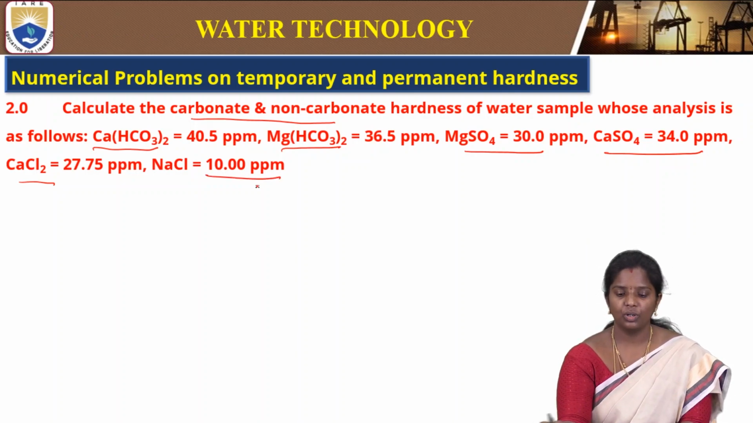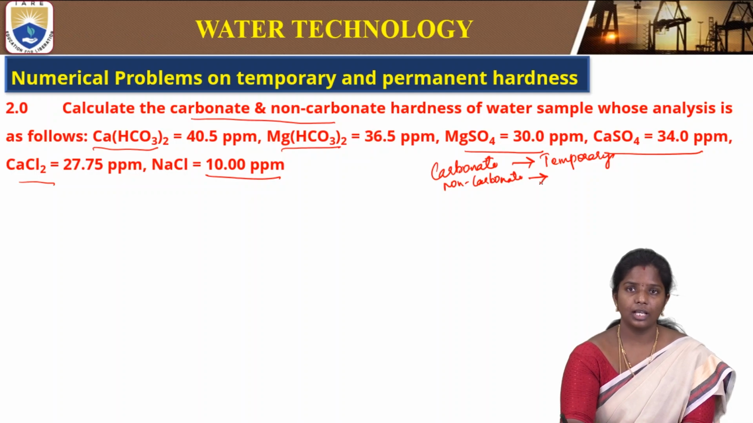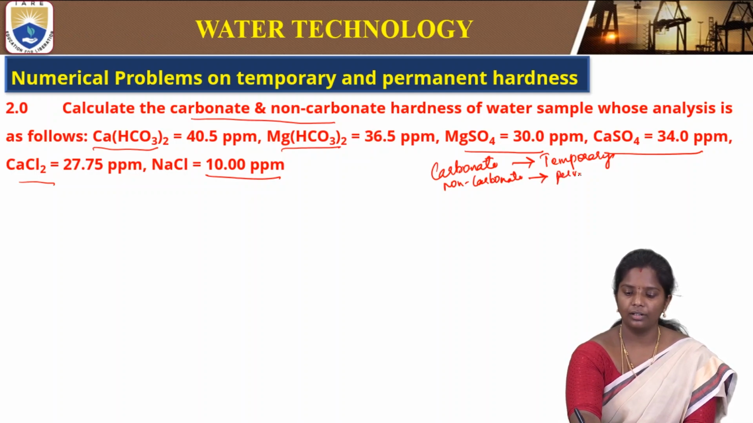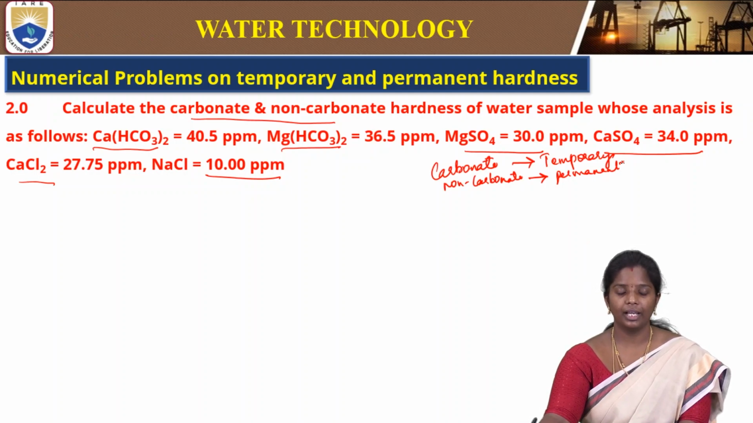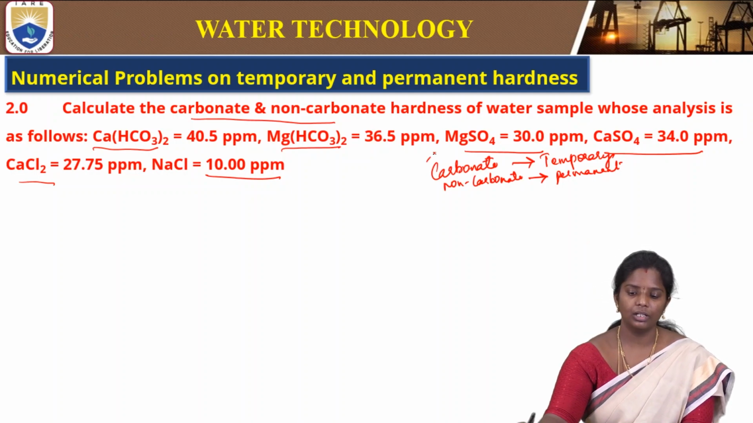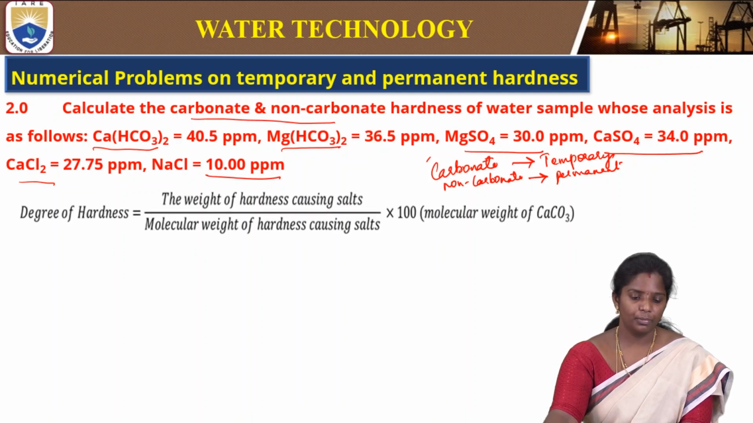So we know that carbonate and bicarbonate hardness is nothing but temporary hardness. Non-carbonate are nothing but species other than carbonate that are present in a particular water sample. So that is permanent hardness causing salts. To be very clear, they are asking for the temporary and permanent hardnesses, and sodium chloride doesn't contribute to any hardness. So now we will be using this formula.